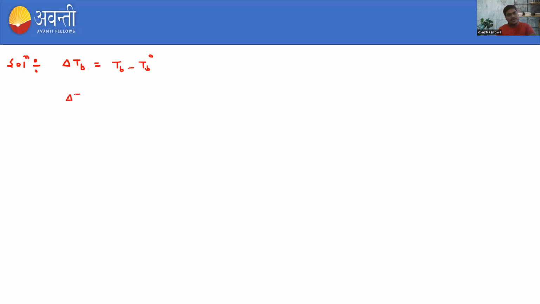Similarly, how will you calculate the depression in freezing point? We calculate it by Tf naught minus Tf. So Tb is nothing but the boiling point of the solution, and similarly Tf is known as the freezing point of the solution. Can you calculate this Tb and Tf by using these values? Yes, obviously we can.